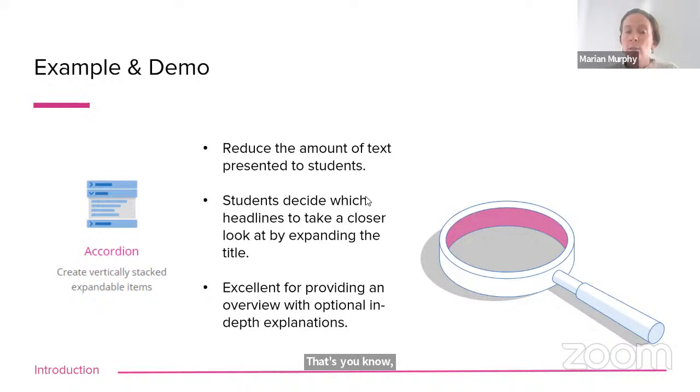So the student can see what the headlines are for the material, and then they can decide to take a closer look by expanding the title. So this can be really useful for providing optional in-depth explanations on learning material. The example I'll show you today is on the marketing mix, which is product, price, promotion, and place. And it kind of works really well for something like that.